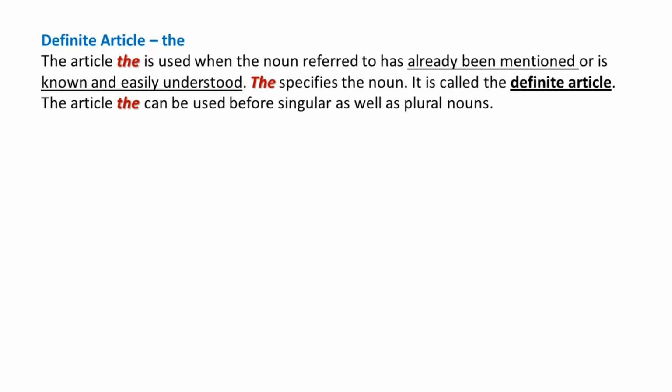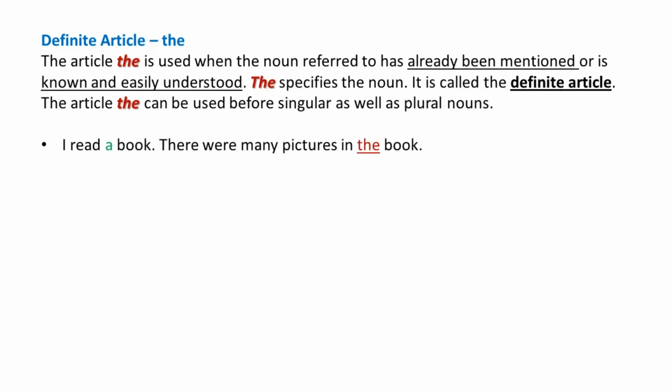The article the is used when the noun referred to has already been mentioned or is known and easily understood. The specifies the noun. That is why it is called the definite article. The article the can be used before singular as well as plural nouns. Now let us look at some examples.